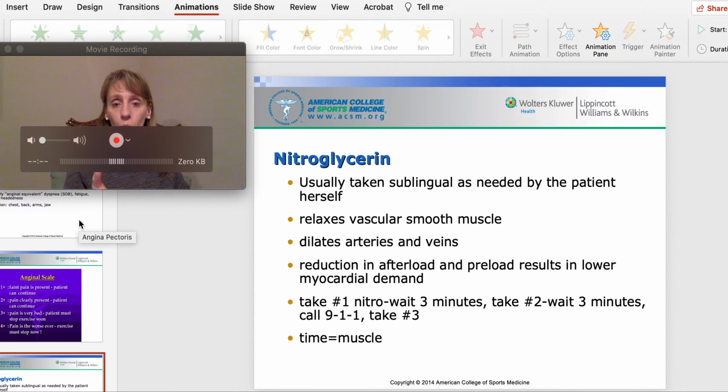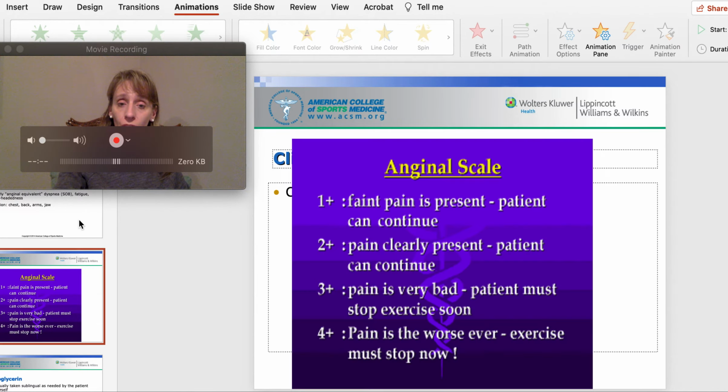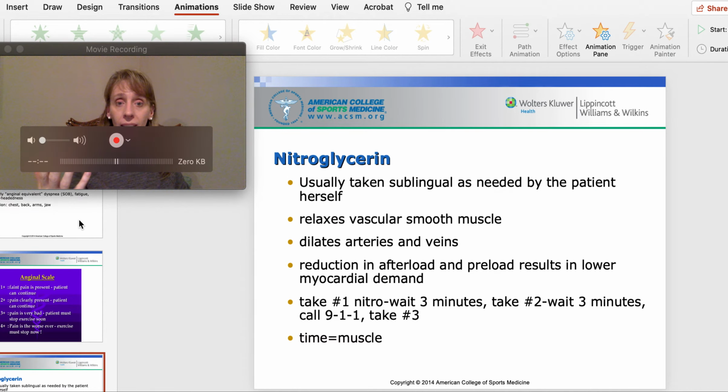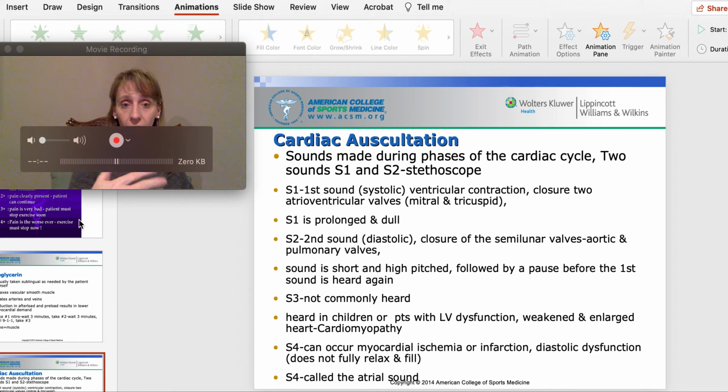Sit them down, take 1, wait 3 minutes. If they still are giving you angina rated on the scale, give them another one. And if the second one isn't working, you need to call for help. So, if you're in a gym, out, Planet Fitness, call 911. If you're in a rehab, you're going to get them help. The more minutes they're ischemic, the more minutes they have angina, the more heart damage is going to be done. Time is muscle. I talked about cardiac auscultation, so listening to the heart sounds.